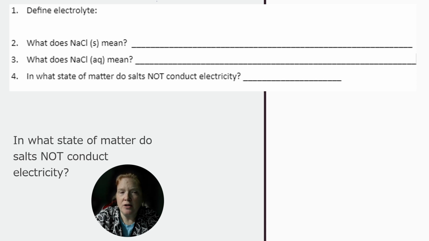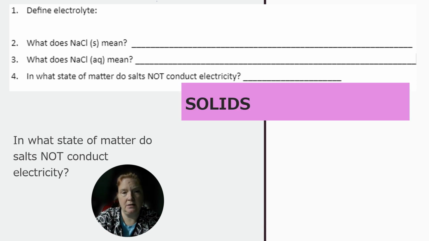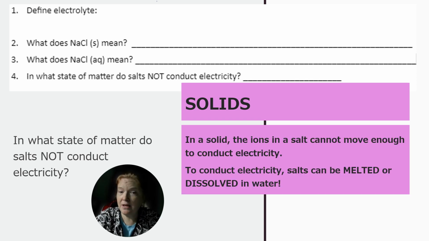In what state of matter do salts not conduct electricity? Solids. Why? Because their ions cannot move. So the salt would have to be melted or dissolved in water so the ions can move. We need moving charges.